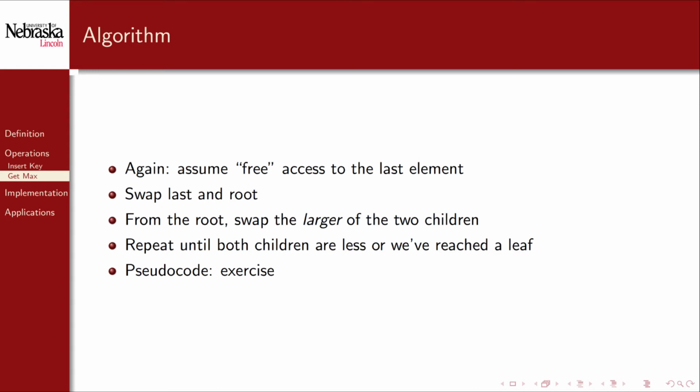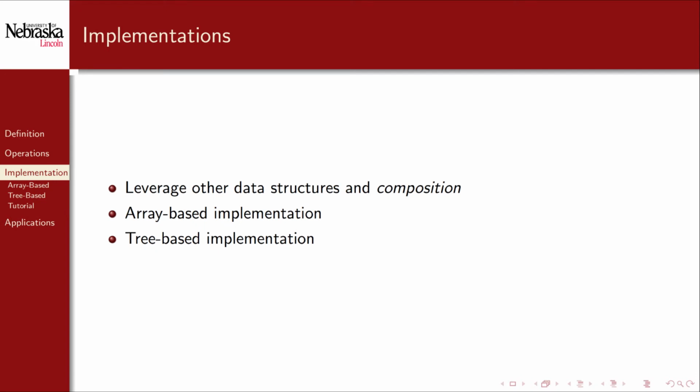We may get lucky and not have to move the new node all the way down the tree, but in the worst case, it would give us order D operations for both comparisons and swaps. We leave the pseudocode as an exercise. However, we will go through the details of how to implement a heap and create a simple Java implementation. To make our lives simpler, we'll leverage other data structures and use composition to design our heap.